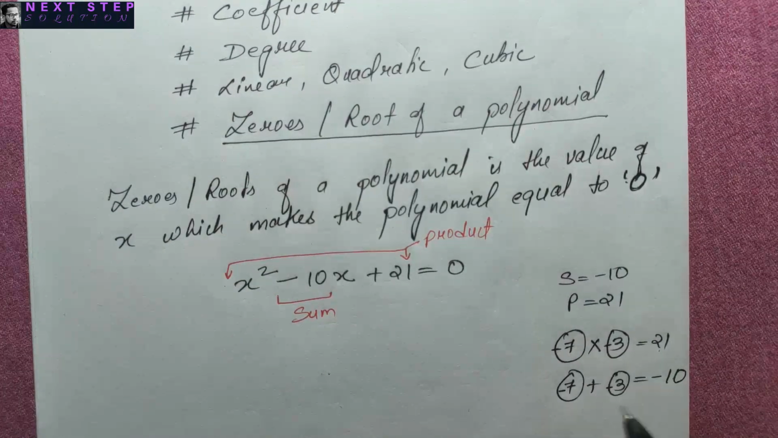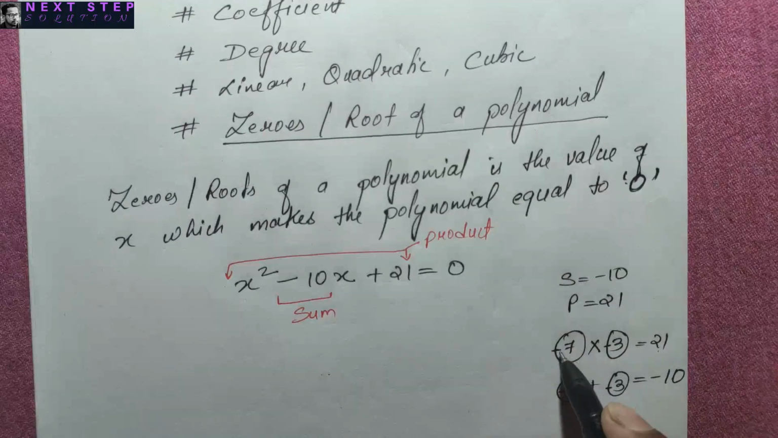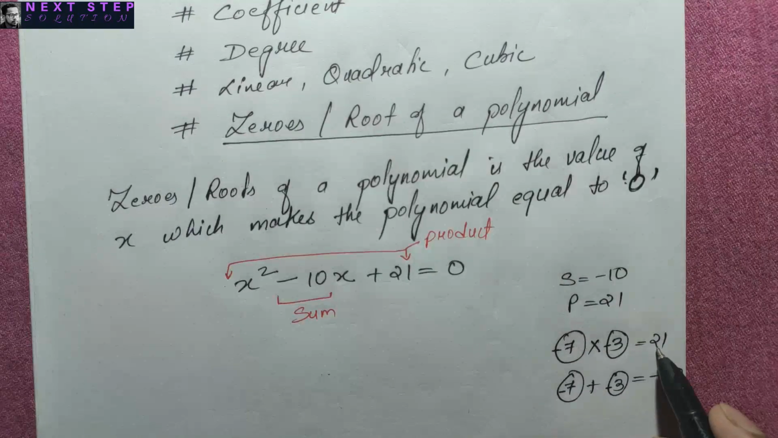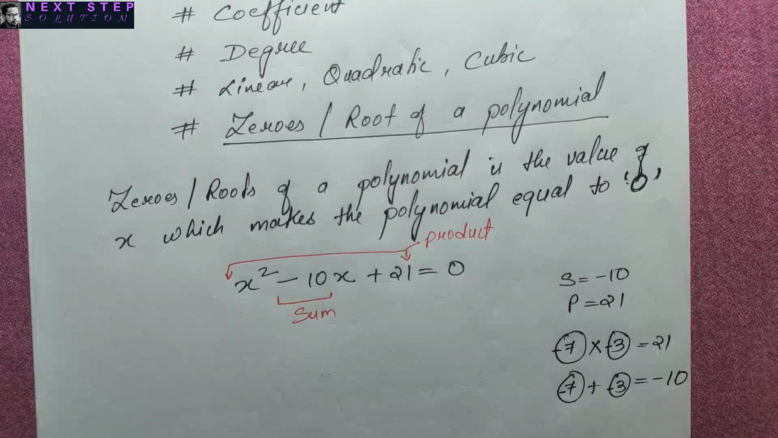Now if we take both the numbers minus, minus 7 and minus 3 will give you 21 if we multiply, and after adding we get minus 10. So these are the numbers.